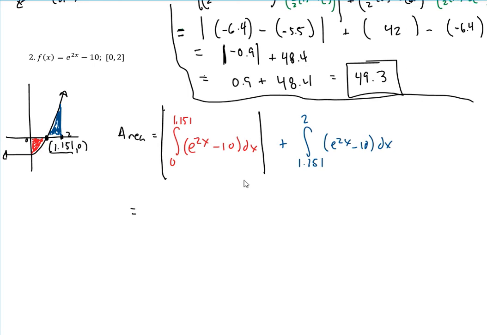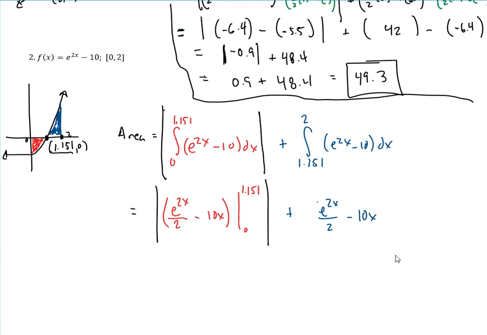The integral of e to the 2x, well, that's our rule where we have a constant times our x in the power. So that just means copy it and paste it, and then divide by that constant there. So e to the 2x over 2, and then minus, we just need to attach an x to the 10. Then the bounds would be from 0 to 1.151, and then absolute values. And then we still have the plus. It's the same antiderivative, so it's e to the 2x over 2 minus 10x, but the bounds are different, 1.151 to 2.